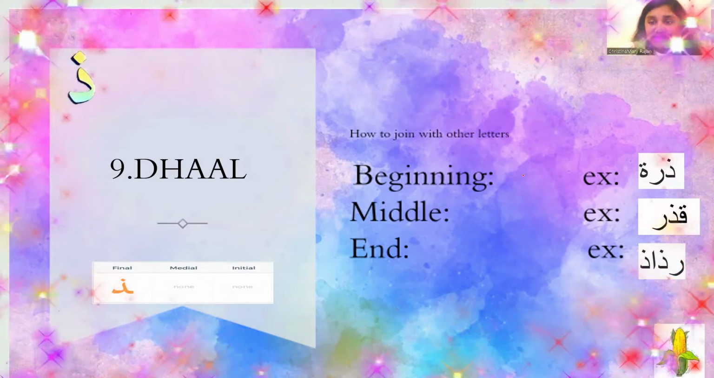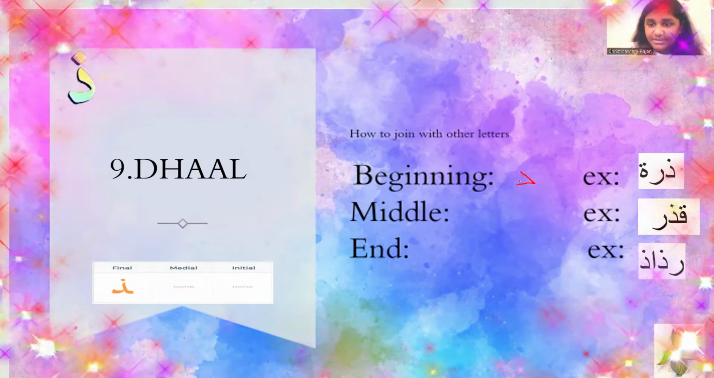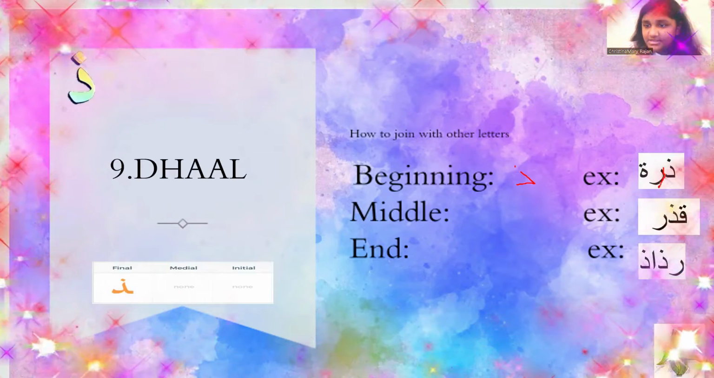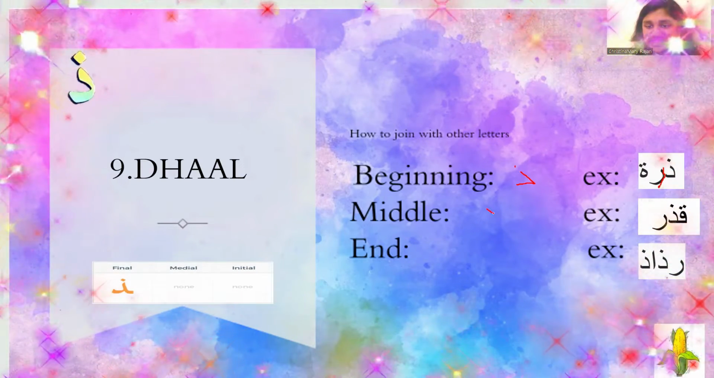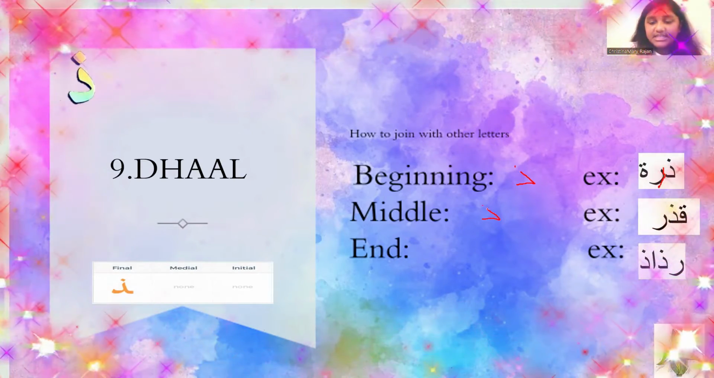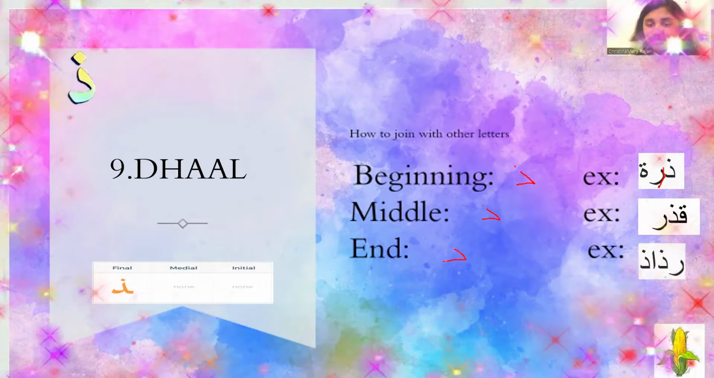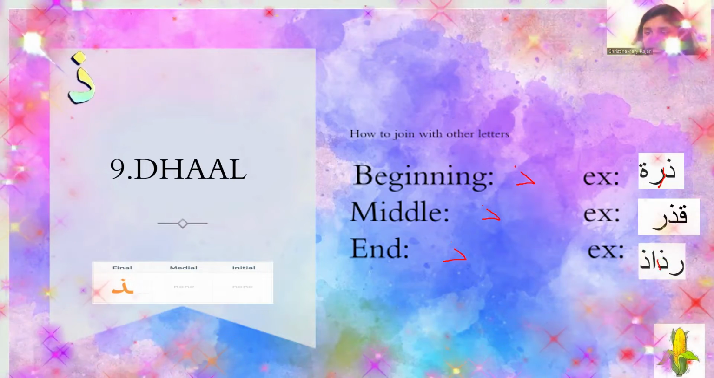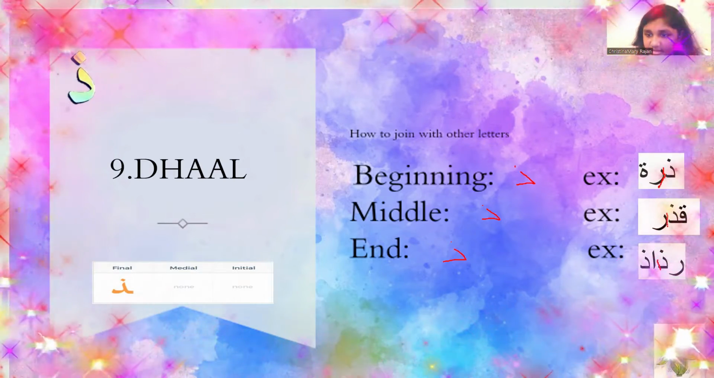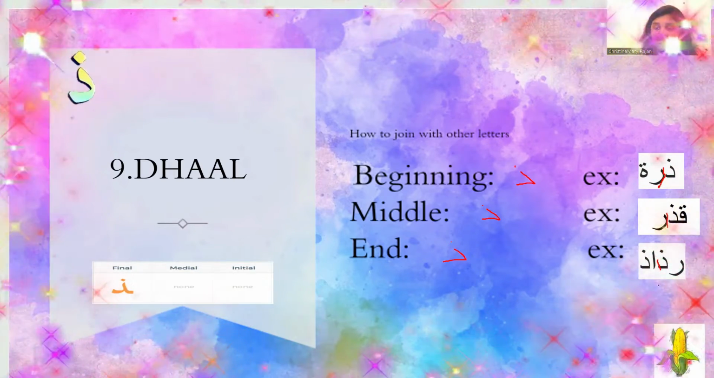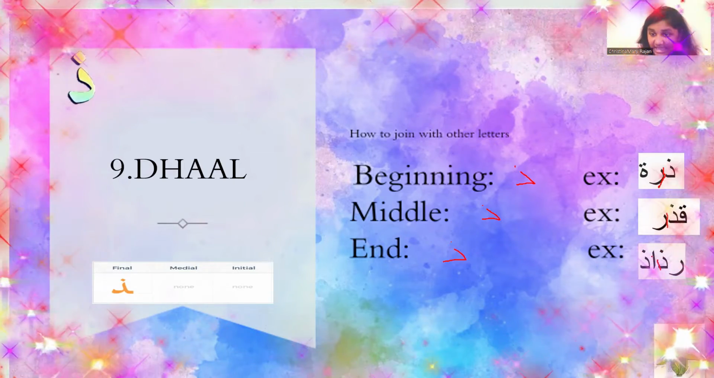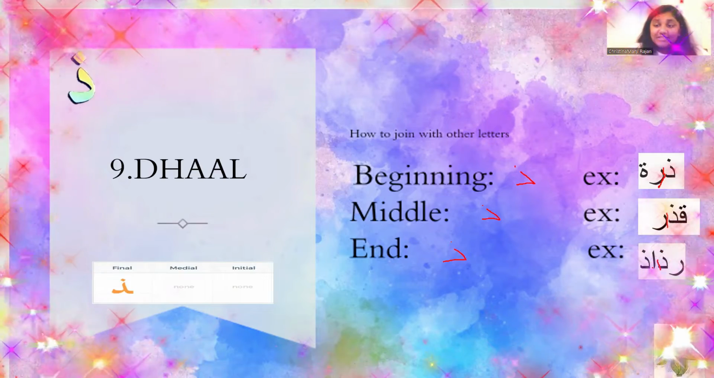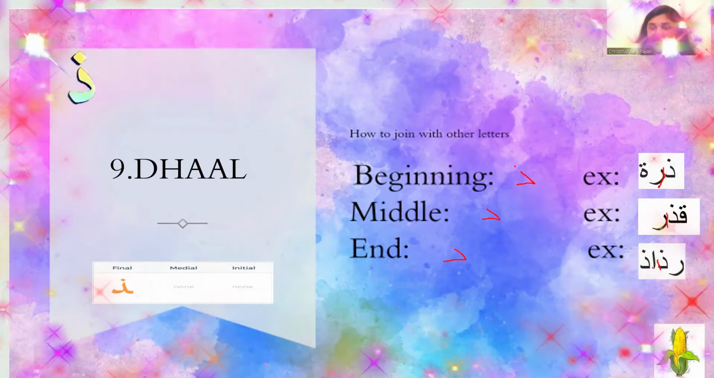Now, at the beginning, it does not join with the letters in front of it. See? Here, it does not join. In the middle, it's the same letter like Dal itself, but with a dot. At the end also, the same letter, but with a dot. You can see it's not joined here, not joined here. But you can see in this word that Alif does not join with Zal. Why? You remember at the beginning I told you it can't join with letters in front of it.